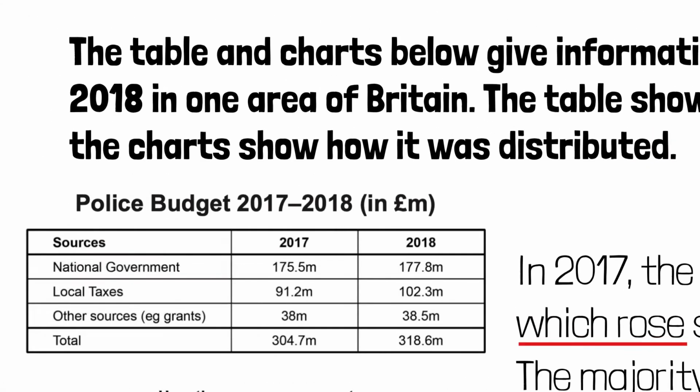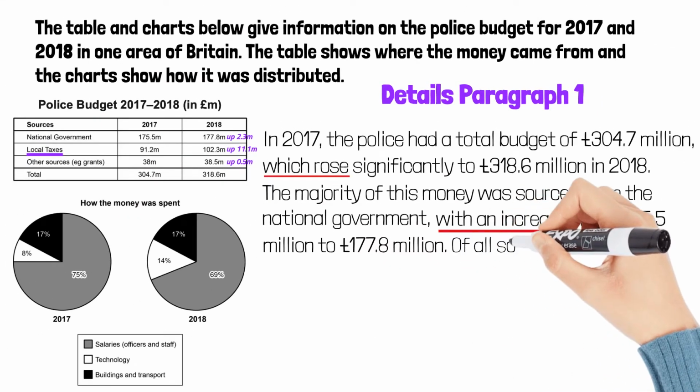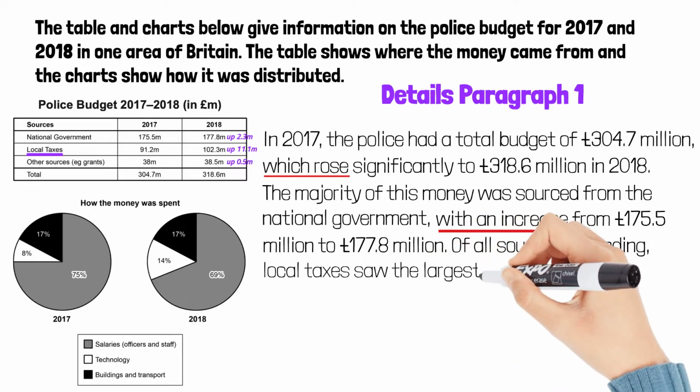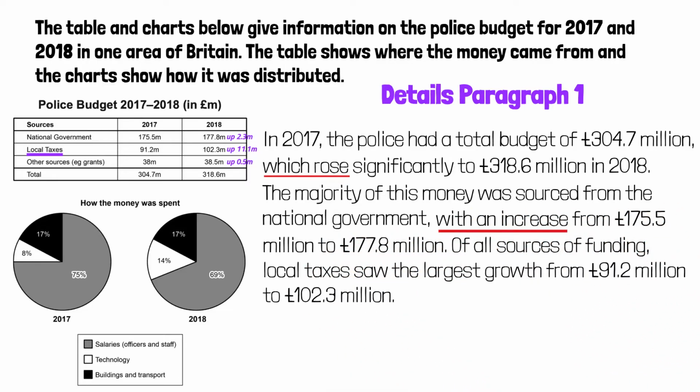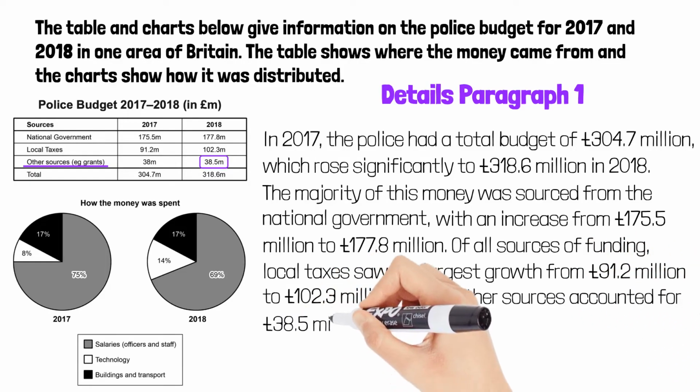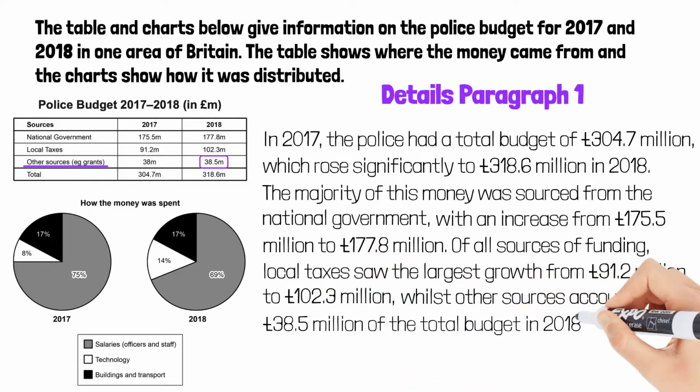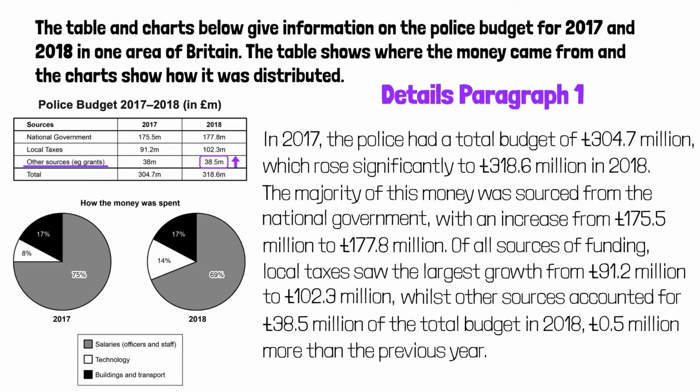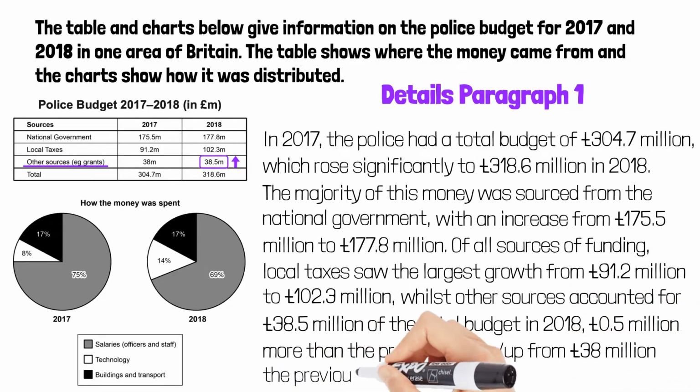Let's continue. As for local taxes, not only will I describe the trend, I will also state that they had the largest increase. Of all sources of funding, local taxes saw the largest growth from X to Y million pounds. Finally, other sources. Again, instead of just saying that they increased, we can split it into 2 clauses. We can first report the second number. Whilst the other sources accounted for 38.5 million pounds of the total budget in 2018, and then we describe the increase: 0.5 million pounds more than the previous year, or up from 38 million pounds the previous year.